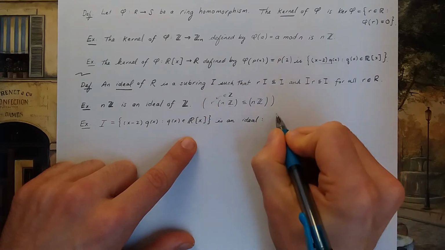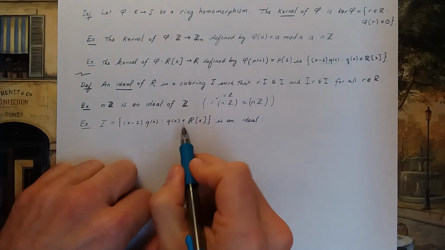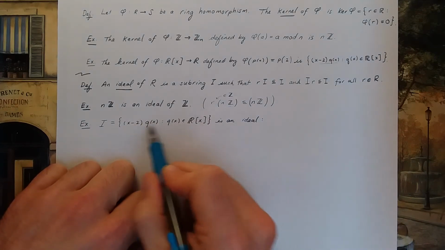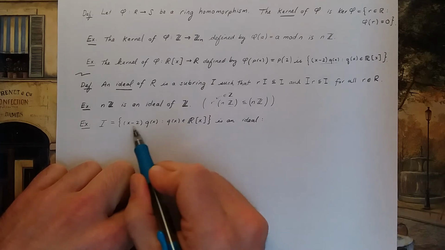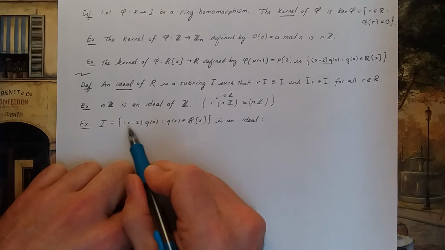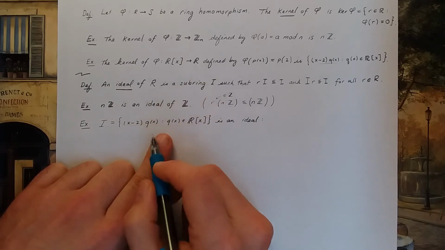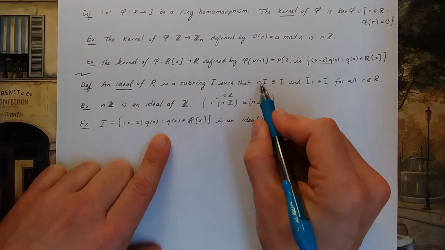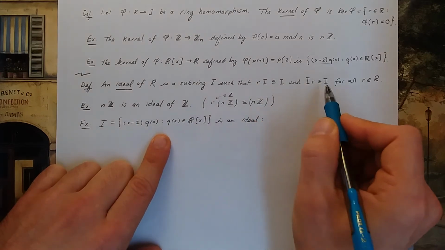Why is that? Well, first of all, it's a subring. It's closed under addition. You add two things of this form together, you get back something of this form. It has additive inverses, and it's closed under multiplication. You could verify that if it's not clear to you right away. But additionally, it satisfies these two properties.